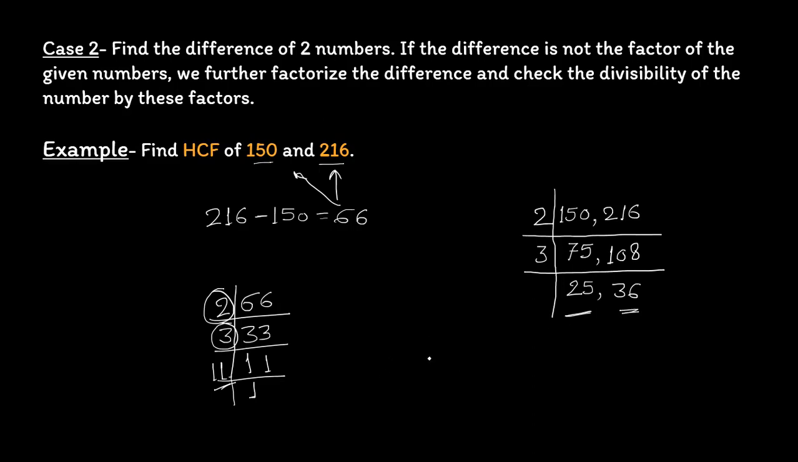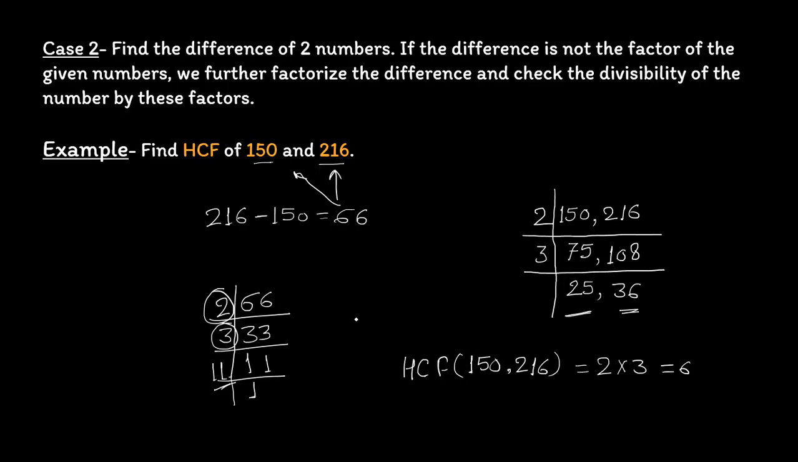So the highest common factor of 150 and 216 would be the product of these two numbers, which is equal to 6. So the HCF of 150 and 216 is 6.